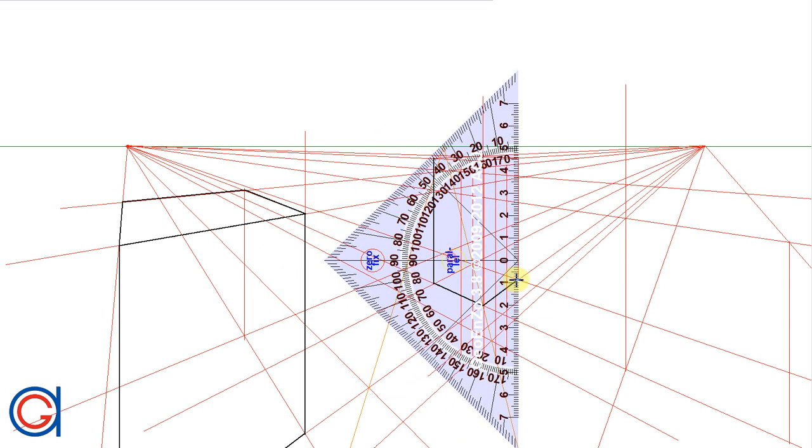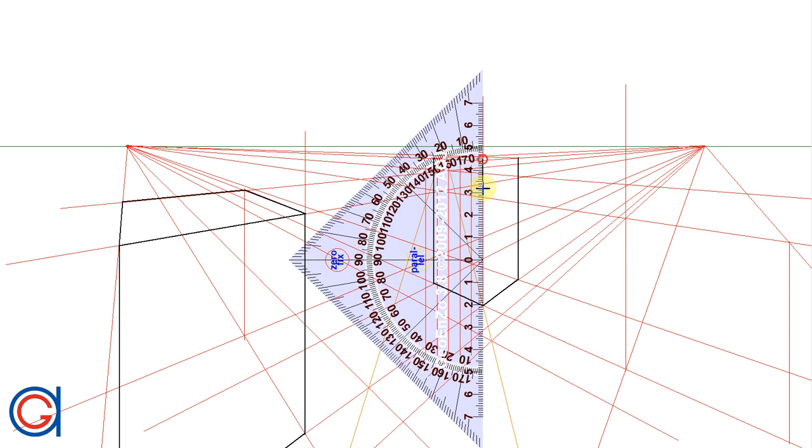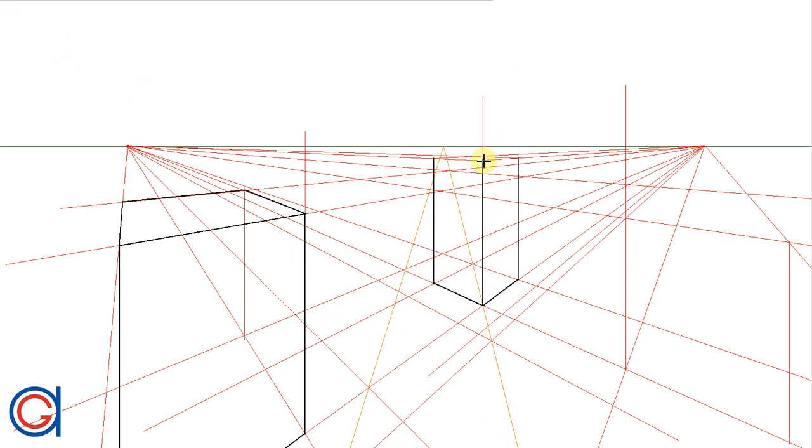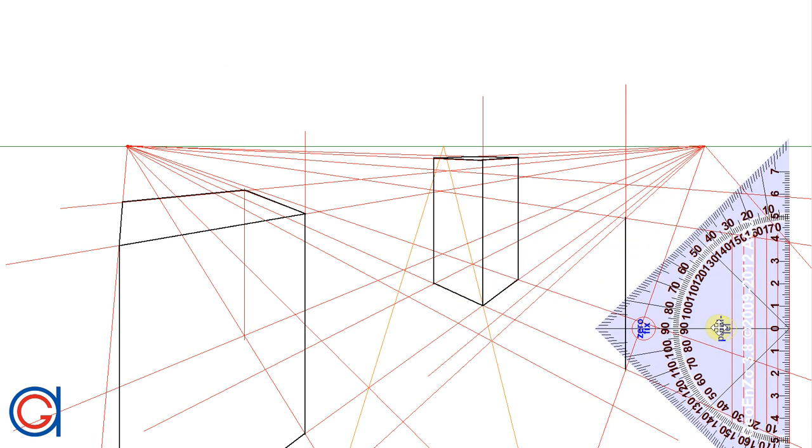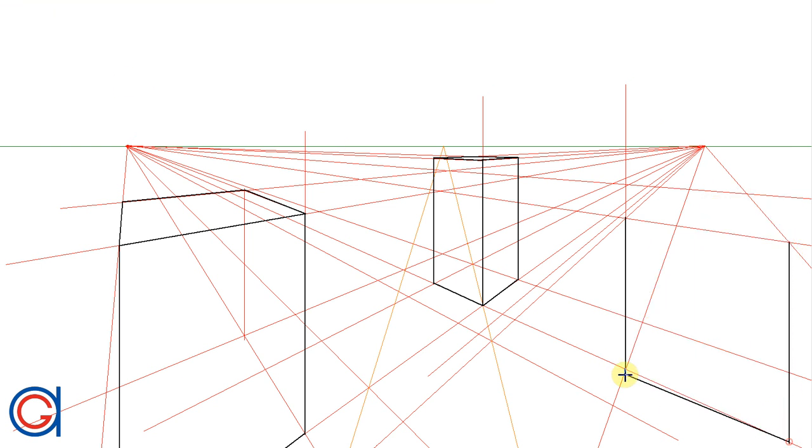So here we continue outlining our buildings. And now the third building. Now we are going to start the third building on the other side of the street. As you can see, the drawing is starting to take a little bit of shape.